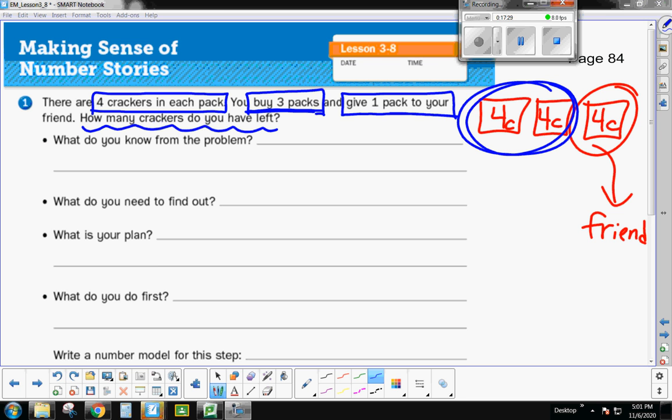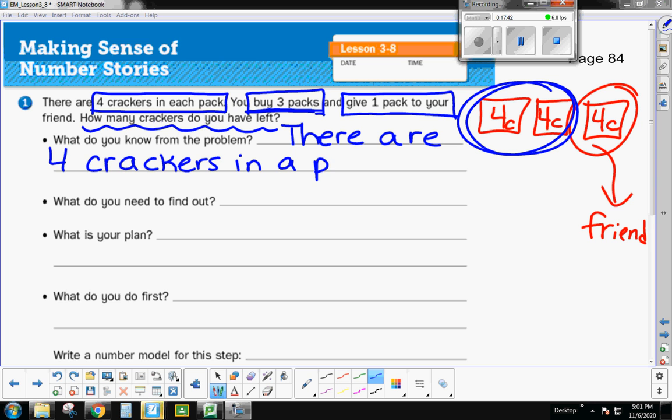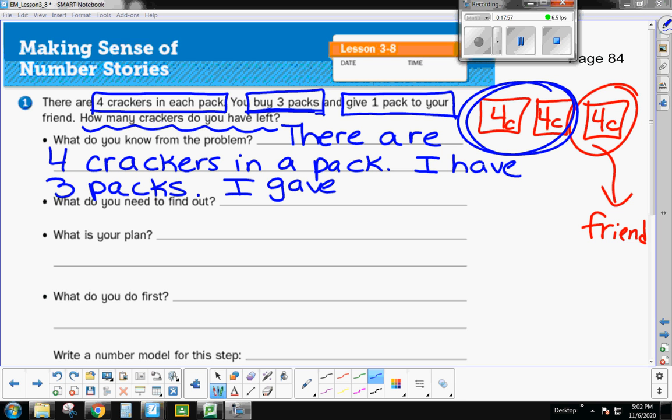Okay, I know that there are 4 crackers in a pack. I know I have 3 packs. And I know I gave away 1 pack. That's what I know. And guys, my picture shows that perfectly.